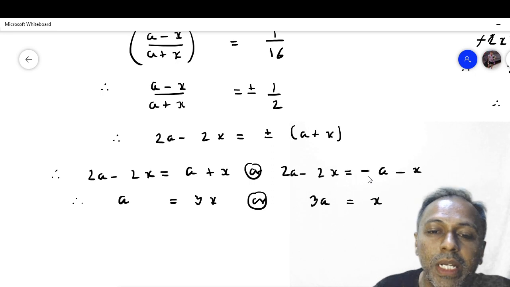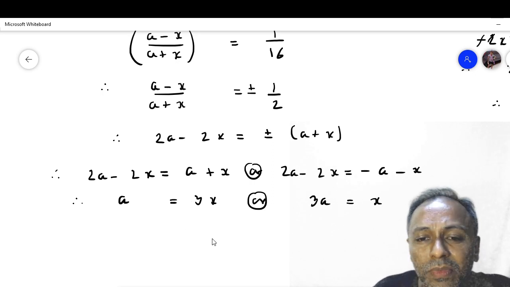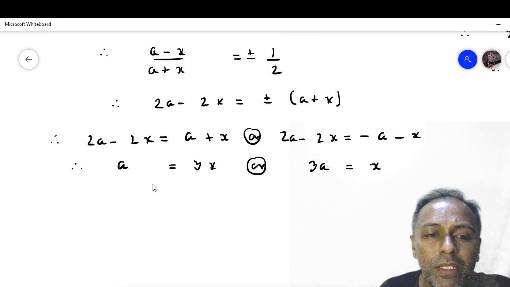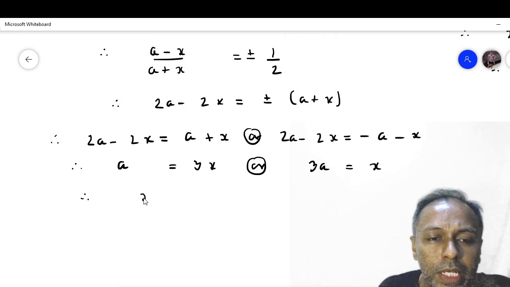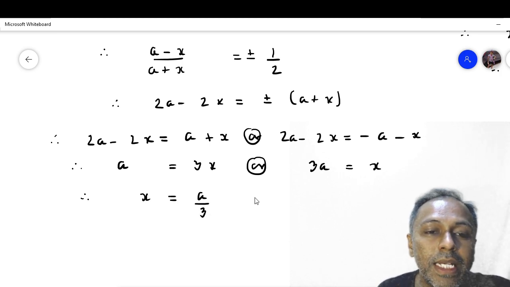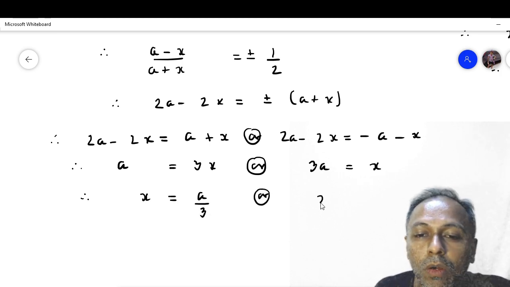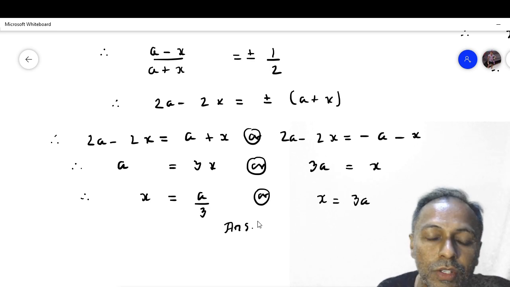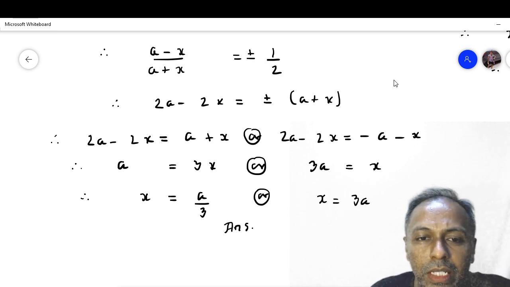You can verify this by bringing the terms from left to right. Therefore we get the x value, because we have to solve for x, x is a by 3, or here simply x is equal to 3a. This is your answer, right?